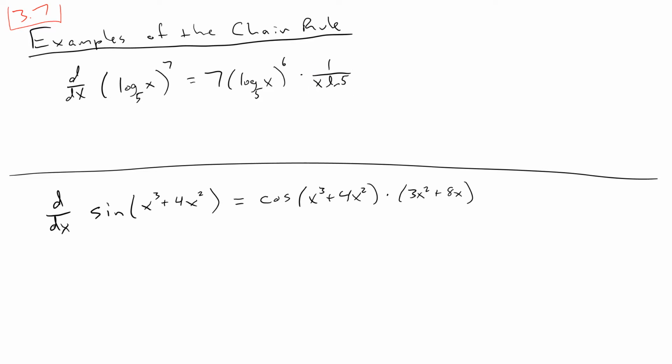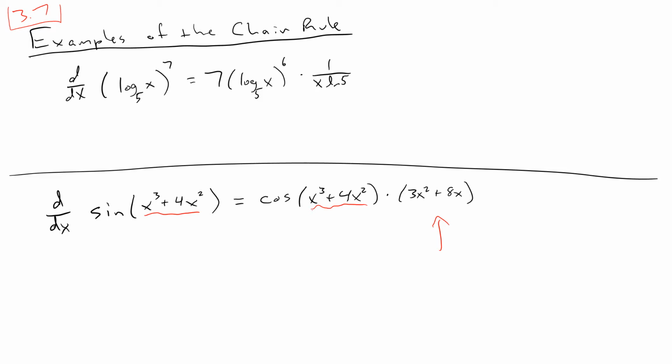The second example, again, we have an outside function sine and an inside function x cubed plus 4x squared. According to the chain rule, if I want to do the derivative of this function, I'll start by doing the derivative of sine, which we know is cosine, and we leave the inside alone. We don't touch it, we leave it like it is, x cubed plus 4x squared. And then what the chain rule says to do to finish the derivative is you multiply by the derivative of the inside. The derivative of x cubed plus 4x squared is exactly what we have written here, 3x squared plus 8x.